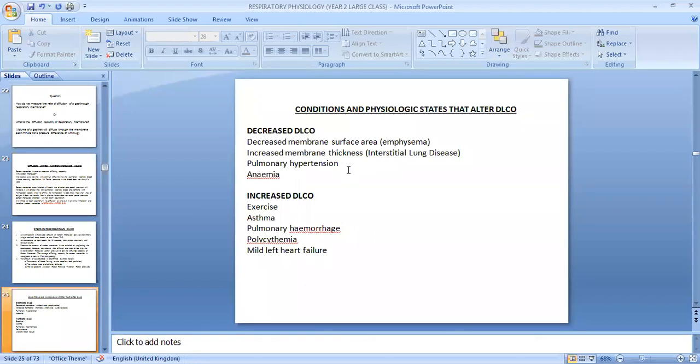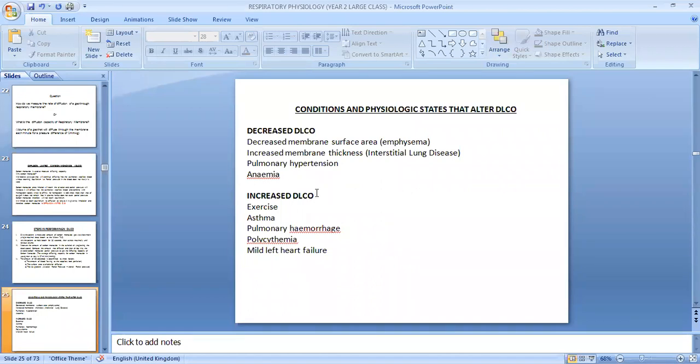Two, increased membrane thickness. The higher the thickness, like in interstitial lung diseases, according to Fick's law, you slow down the rate of diffusion, and the alveolar carbon monoxide partial pressure will be more. And since it is the denominator in the equation, it decreases the value of DLCO. Pulmonary hypertension, the same. The blood has not enough time to pick up the carbon monoxide, and therefore it is left in the alveoli, and the alveolar partial pressure increases, and it's the denominator in the equation, and therefore it decreases the resultant DLCO calculation. And anemia in the same manner.